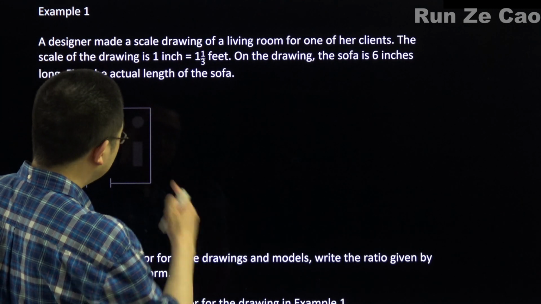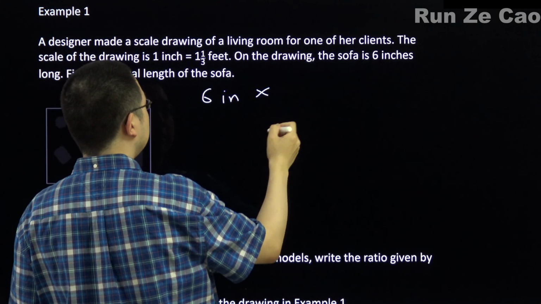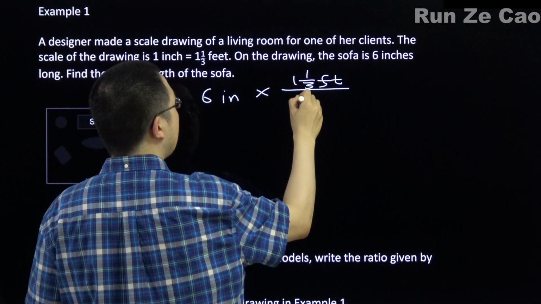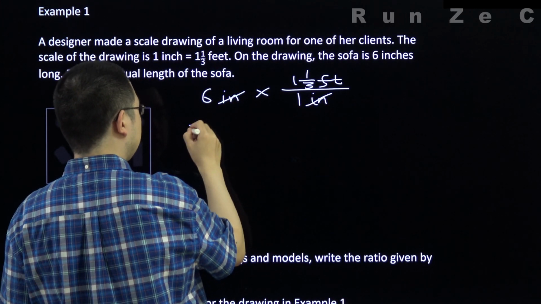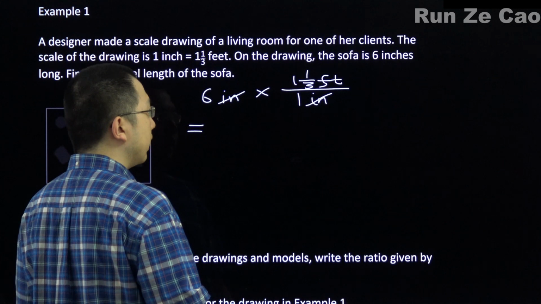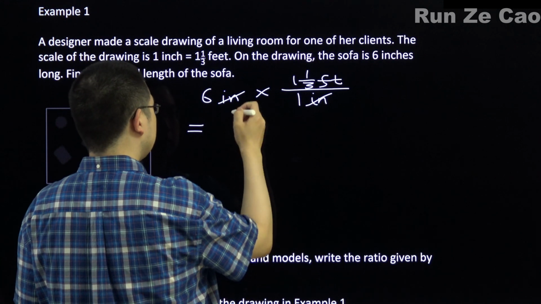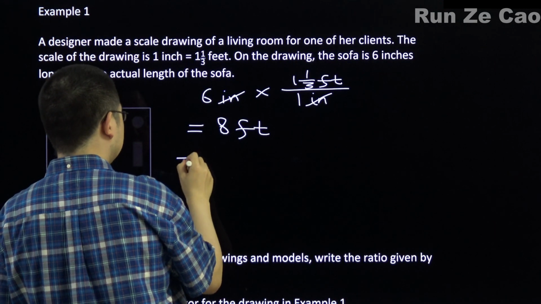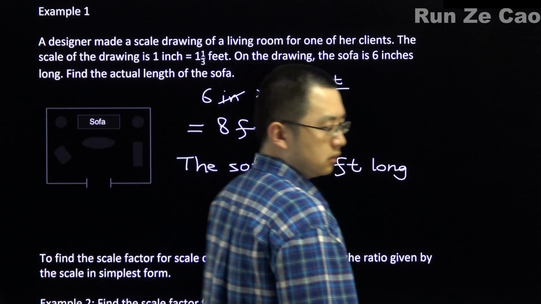So, 6 inches multiplied by 1 1/3 feet per 1 inch, because the inch is what we're trying to get rid of, leaves us with 6 times 1 1/3, or 6 times 4 over 3. So 8 feet. The actual length of the sofa, 8 feet long. Okay.